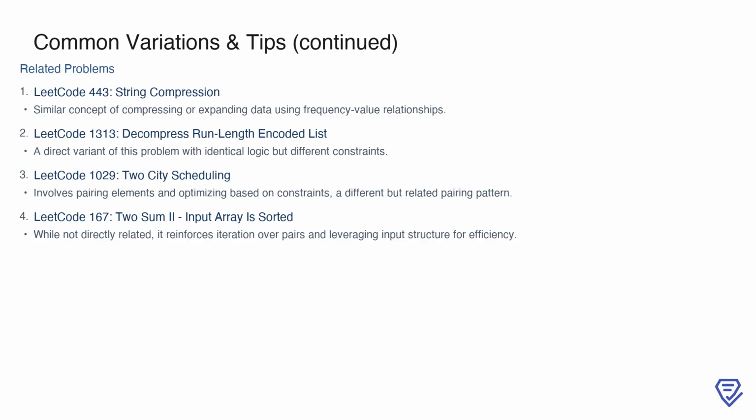For instance, LeetCode 443, String Compression, involves a similar frequency-value relationship for compressing or expanding data. LeetCode 1313, the Decompress Run-Length Encoded List problem itself, can have variations in constraints but uses the same core logic. LeetCode 1029, Two City Scheduling, involves pairing elements and optimizing based on constraints, which is a different but related pattern. Lastly, LeetCode 167, Two Sum II, focuses on leveraging input structure for efficiency during iteration over pairs. Exploring these related problems can deepen your understanding of pairing and iteration strategies.